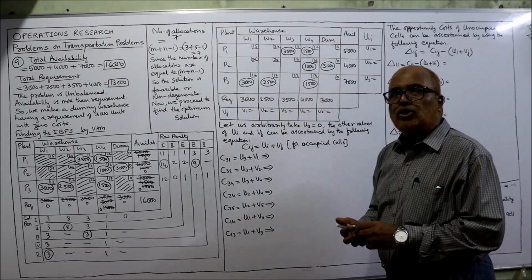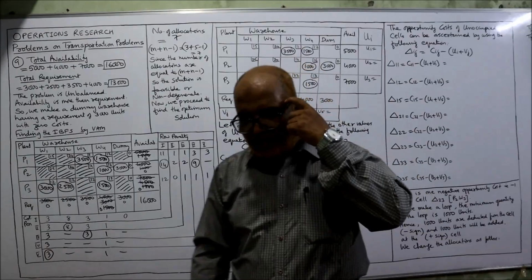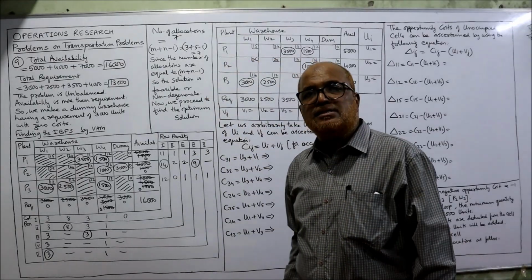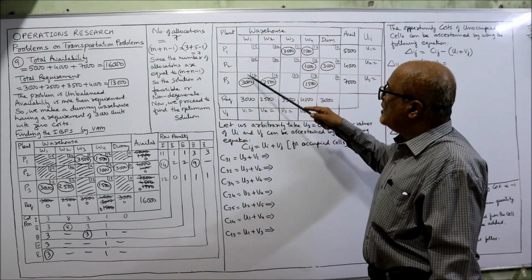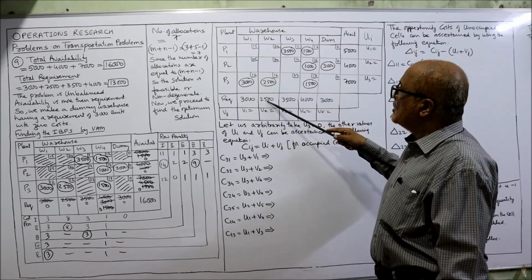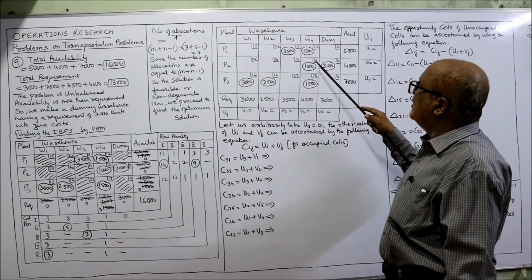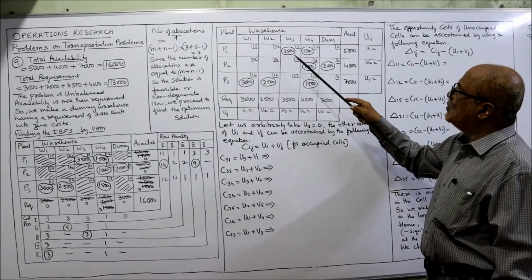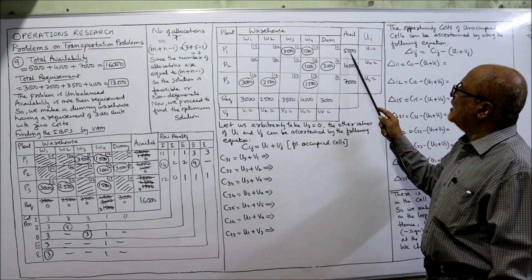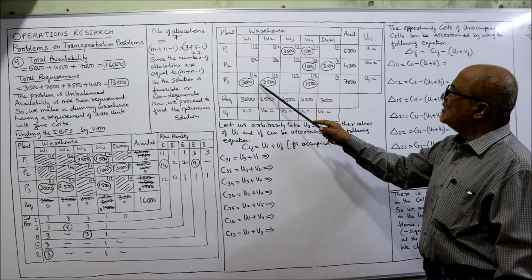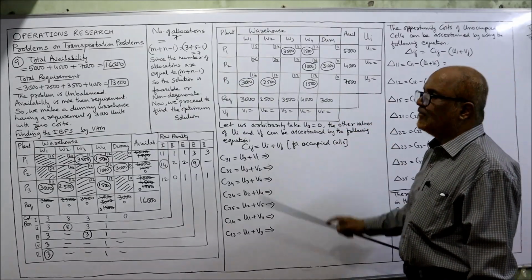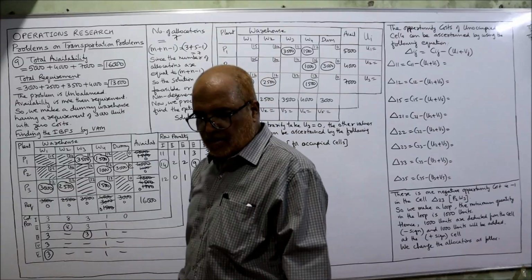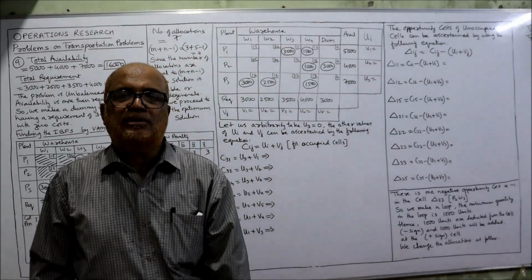Now we check the totals of availability and requirement, whether both are the same or not. Here column wise 3000, this is 2500, 3500, then 4000, then 3000. Columns are equal. 3500 plus 1500, 5000, 4000, 7000. Everything is correct. Now the ui and vj method.